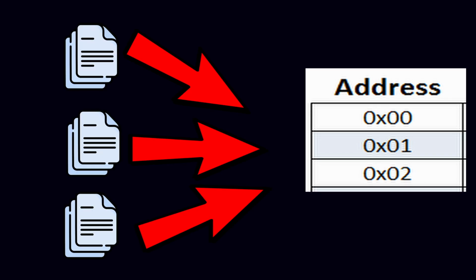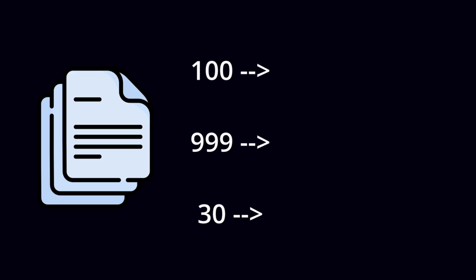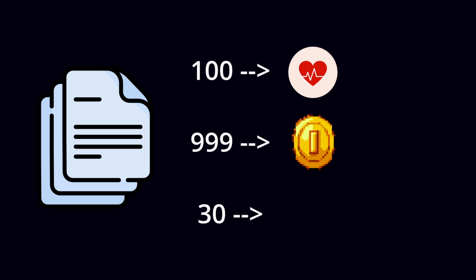Every game has to store important data somewhere. Things like your character's health, inventory, or level progress. This data is stored in the computer's RAM, random access memory, while the game is running, and each piece of data is assigned a memory address. Think of it like a giant spreadsheet filled with numbers. Each number represents something in the game, like the number 100 might represent the player's health, number 9999 the amount of money, or the number 30, which is the bullets in a magazine.